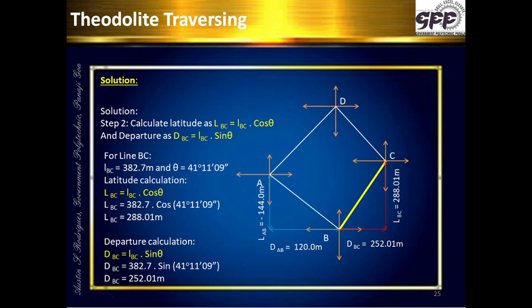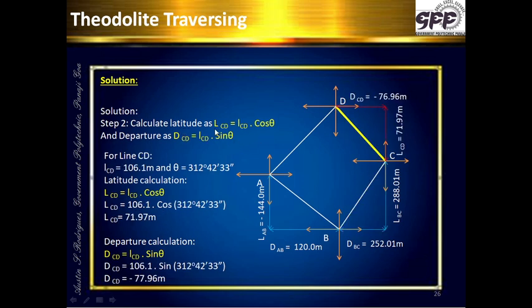So for the line BC, we have northing and we have easting also. The northing is 288.01 meters and the easting is 252.01 meters. And that's the way we have drawn graphically so as to understand it. Let's go to the next line CD.